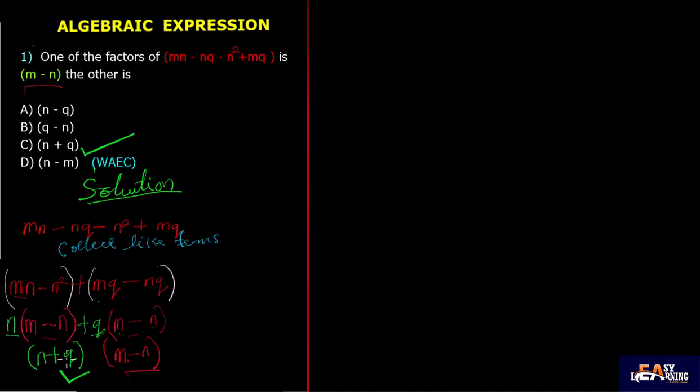The last thing we needed to do was group those factors we pulled out that were outside the bracket. That was n and q. The q had a plus sign, so it came with the plus sign here, and that gave us the first factor. The next factor, since the two brackets are the same, we pull out one, and that was m minus n. We realized that m minus n was given first here, so what we were asked to find happened to be n plus q, and n plus q happened to be option C. So if you had that, you are very, very correct. That will be the end of this class. See you in the next class.